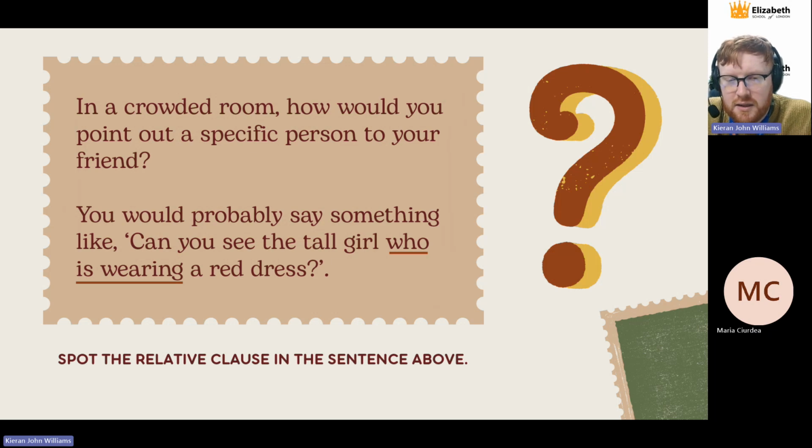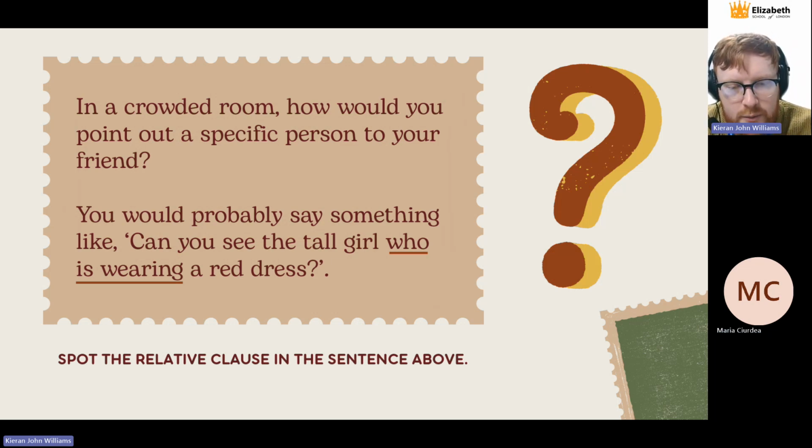Okay, well, what I can do is I can put an example on the screen now. So you would probably say something like, can you see the tall girl who is wearing a red dress? Or can you see the man who is wearing red trousers? Or can you see that woman over there who is wearing a dark sweater? Something like that. So that's how we would normally do it in English.